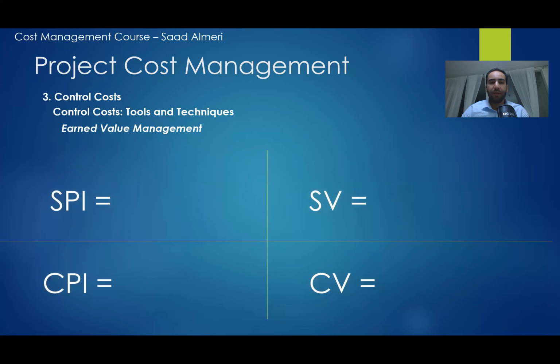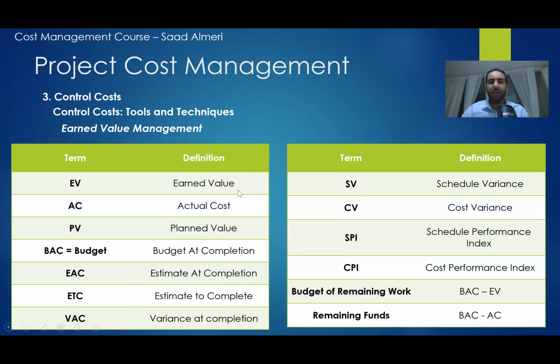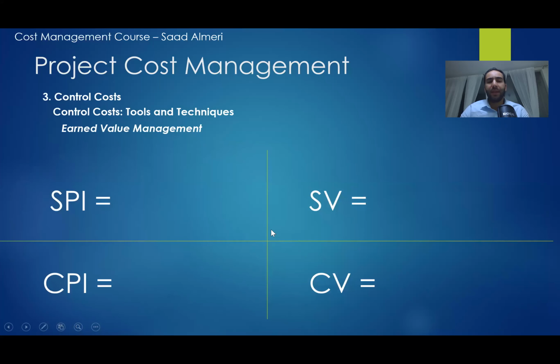So, what is earned value? Earned value means the amount of money that I should get for the progress of work in the project. This is what earned value means. And if we want to explain the indicators, we have this slide, and each one of these indicators has a different formula to calculate.